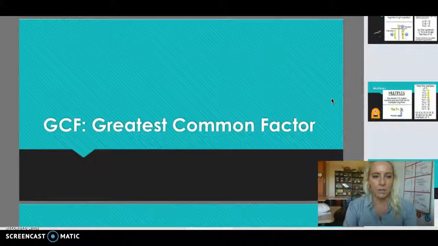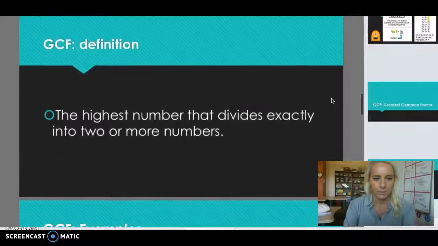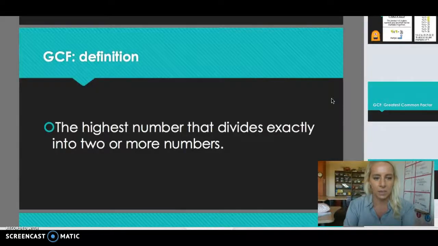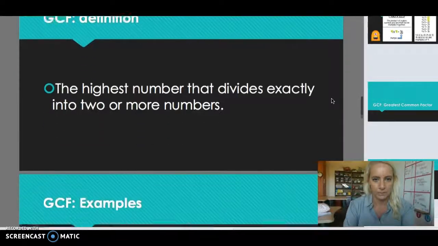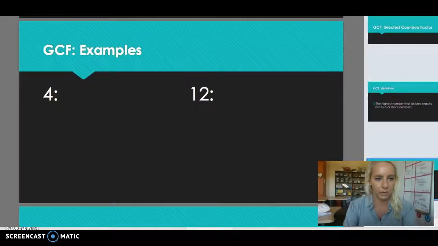The next thing we're going to talk about is a GCF, which stands for greatest common factor. The definition of a GCF is the highest number that divides exactly 2 or more numbers. So going back to what we know about factors, what are the factors of 4 and 12?